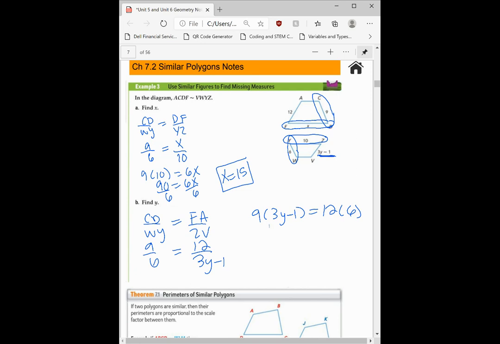So if we distribute this in, we get 27y minus 9 is equal to 72. Add 9, we get 27y is equal to 81. Divide by 27, we get y is equal to 3. And that's our answer.